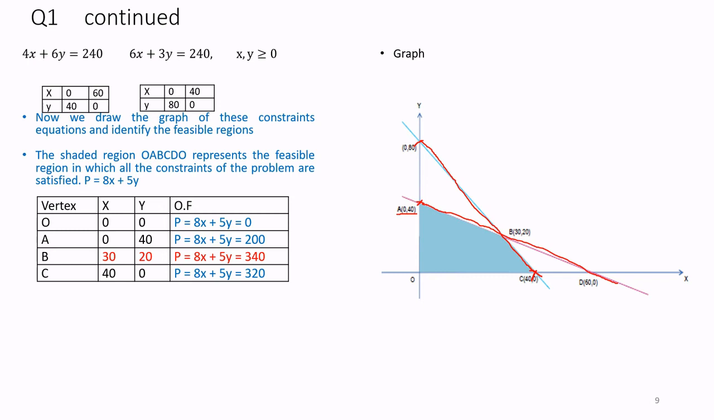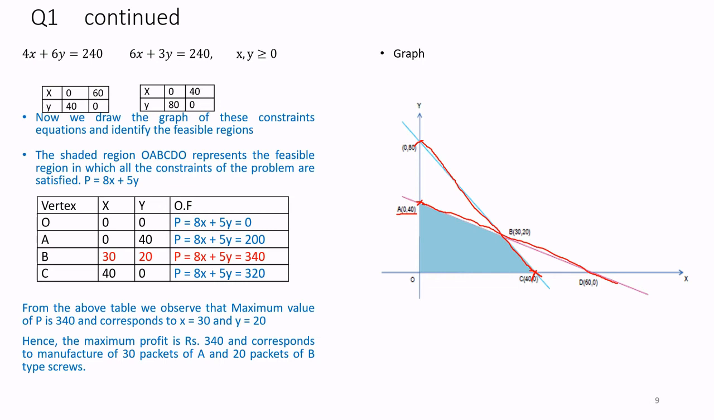And comparing this, we observe that the maximum value is 340, for which x and y are 30 and 20. From the above table, we observe that the maximum value of P is 340 and corresponds to x equal to 30 and y equal to 20. Hence, maximum profit is 340 and corresponds to manufacture of 30 packets of A and 20 packets of B types of screws. Let us take up the next problem.